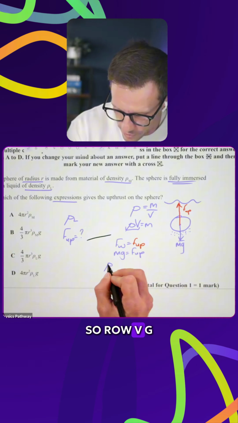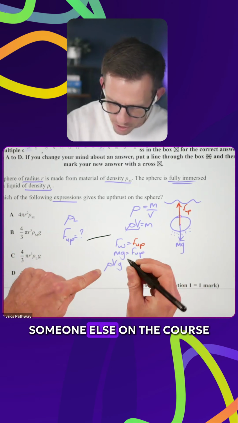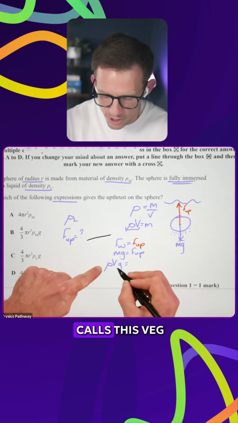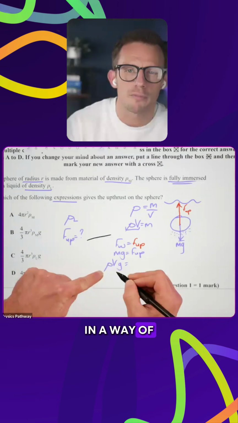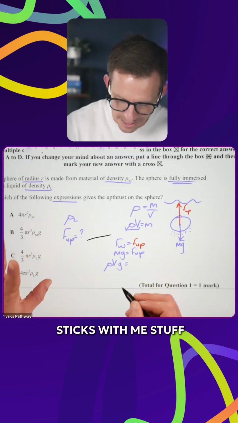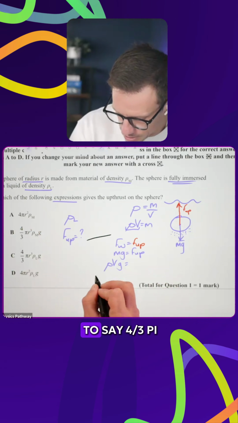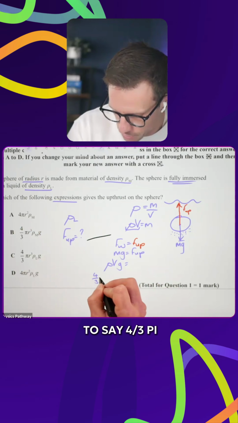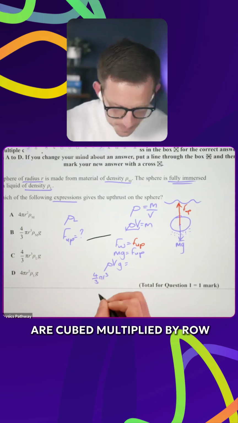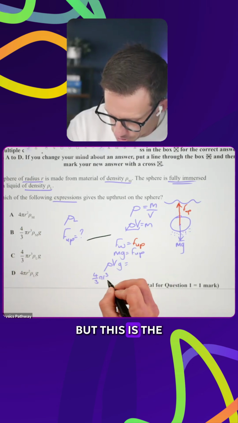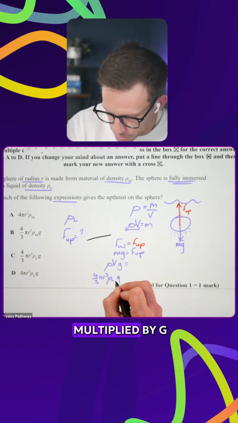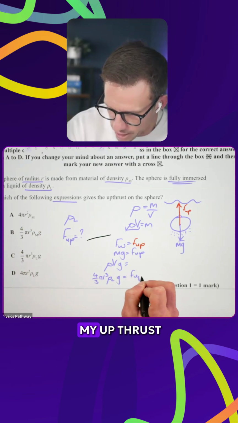I'm actually going to use this expression. So ρVg. Someone else on the course, it's really good, she calls this veg as a way of remembering it for Edexcel. I like it. It sticks with me. Stuff like that is good. All right. So now I'm going to say 4/3 πr³ multiplied by ρ, but this is the ρ of the liquid, multiplied by g is going to give me my force of my upthrust.